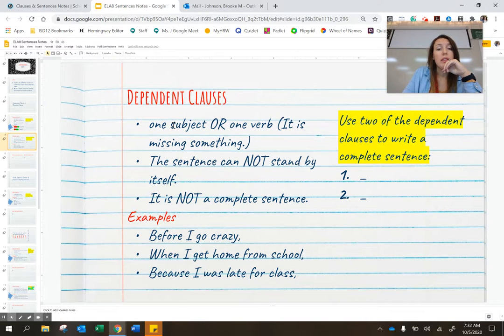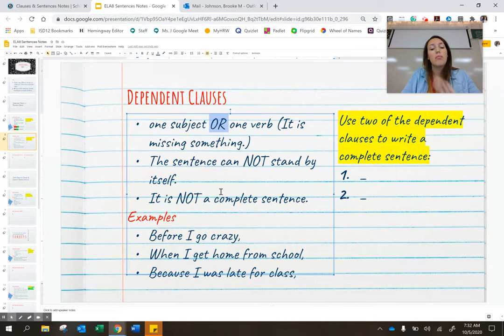Next one, dependent clauses then. So the opposite of independent clauses have one subject or one verb. So one or the other. It's missing one of those two things. The sentence cannot stand by itself, and it is not a complete sentence. So examples are before I go crazy.